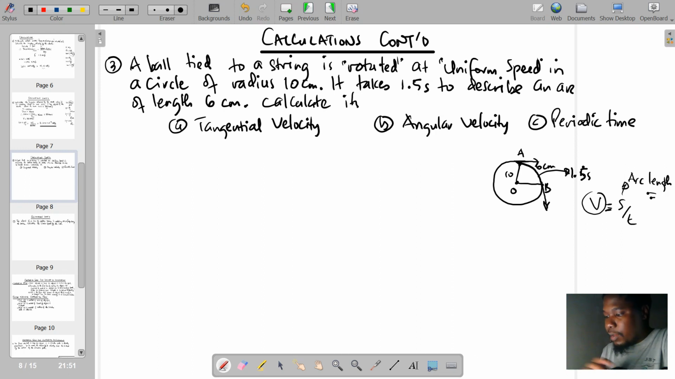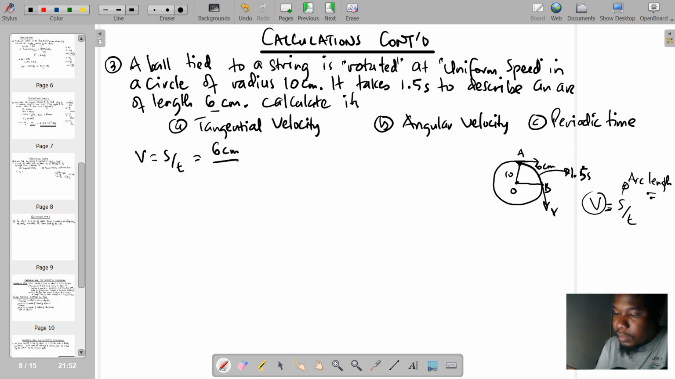All right, now this part, that's what they want us to calculate. So we'll say V equals S over T. In this case, S is given. We are given this scenario where we cover an arc length of 6 centimeters in 1.5 seconds. So that's an amount of displacement that we incur in a certain period of time. So we'll say 6 centimeters divided by 1.5 seconds.